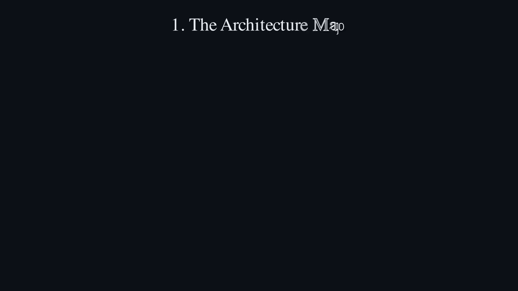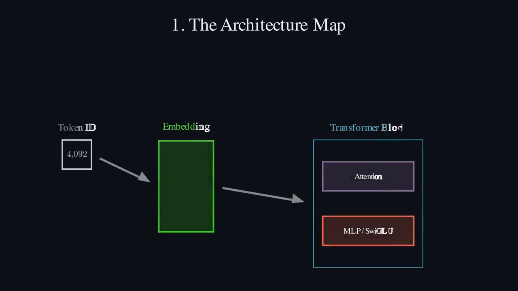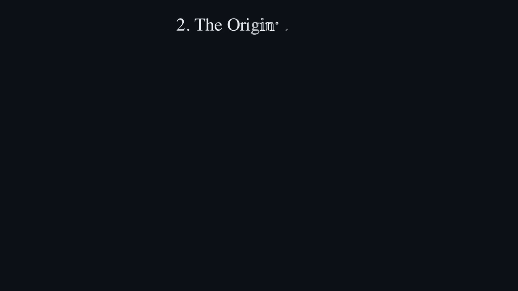To understand modern large language models like Llama 3 or Mistral, we have to look beyond the hype and into the architecture. It starts with a single token ID. This discrete number passes through the embedding layer, which acts as the gateway. From there, it enters the massive transformer block. While attention gets all the headlines for connecting words, today we are diving into the MLP, specifically the SwiGLU layer. This is the silent engine, where the model actually thinks and processes facts.